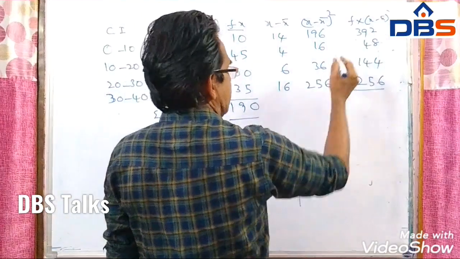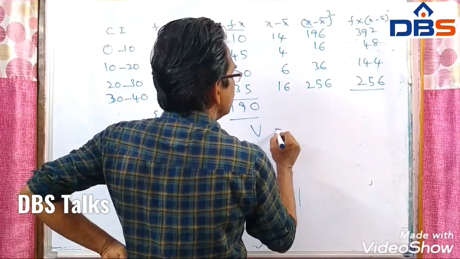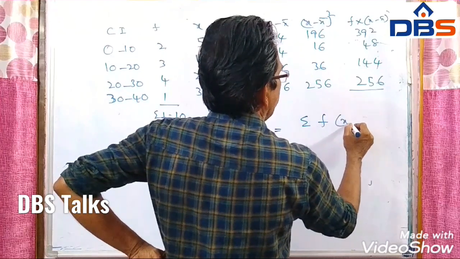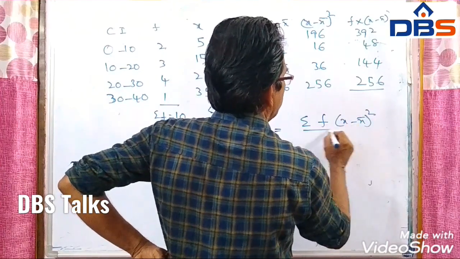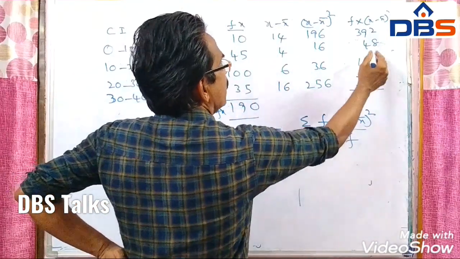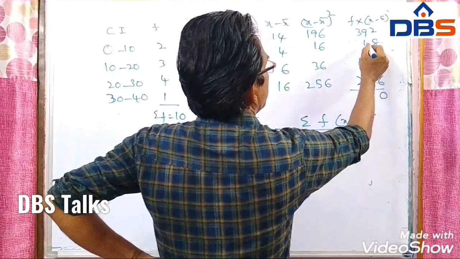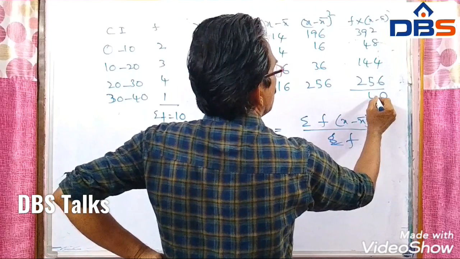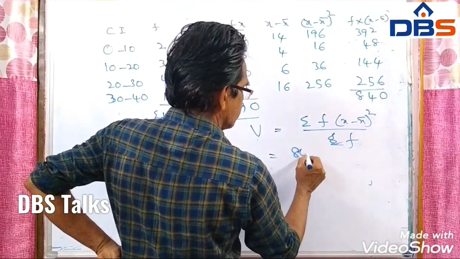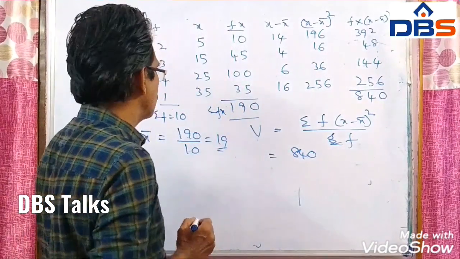Now let us see. This is the variance: sigma f into x minus x bar whole square by sigma f. Adding the total: 392 plus 48 plus 144 plus 256 gives 840. 840 is the sigma f into x minus x bar whole square.